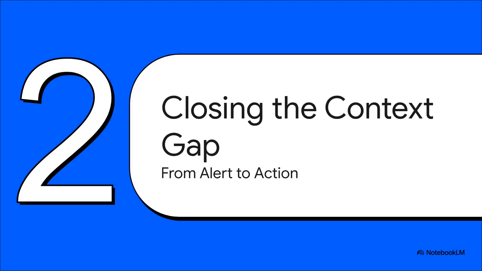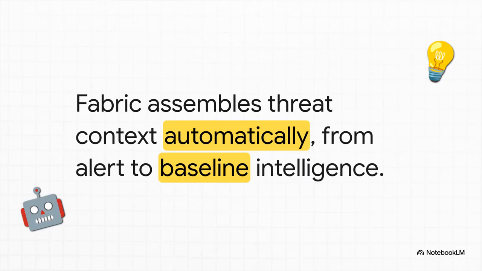So, what if we could just eliminate that gap? What if we could instantly connect an alert to the full picture needed to respond with confidence? That's the key. That's how we escape the dilemma. It all starts with closing this context gap. And the solution really begins with automation.